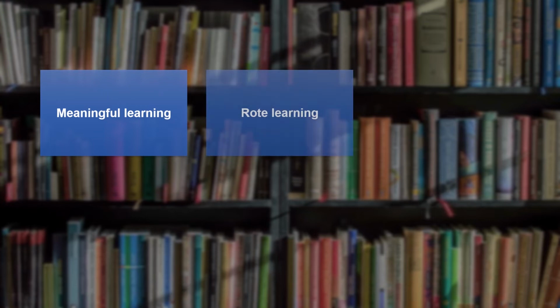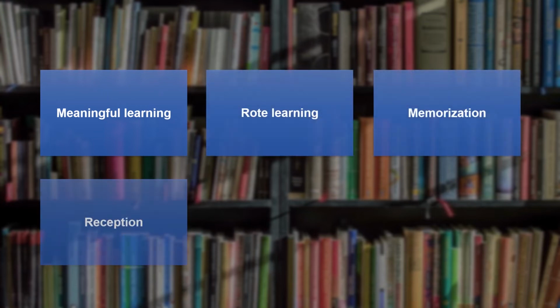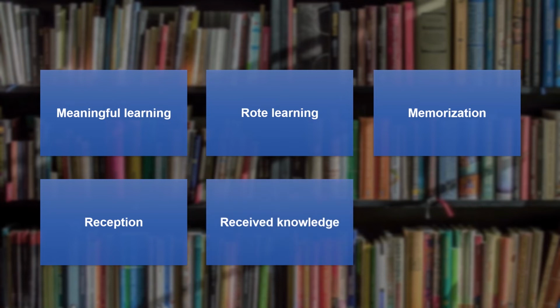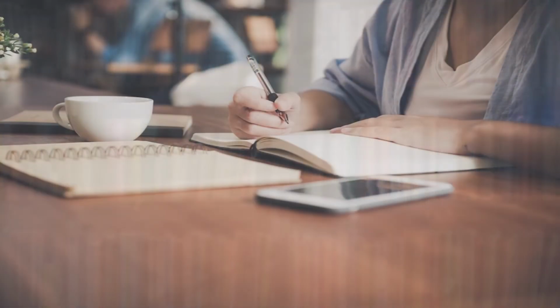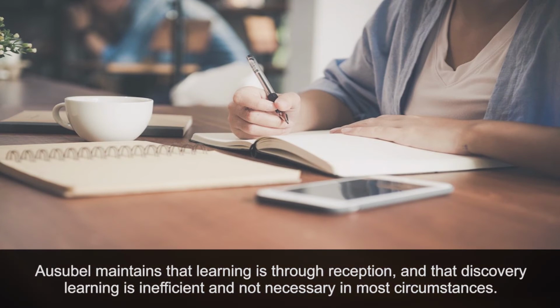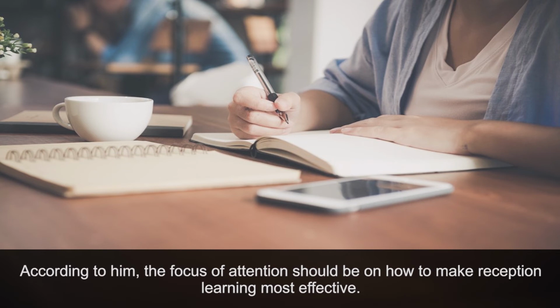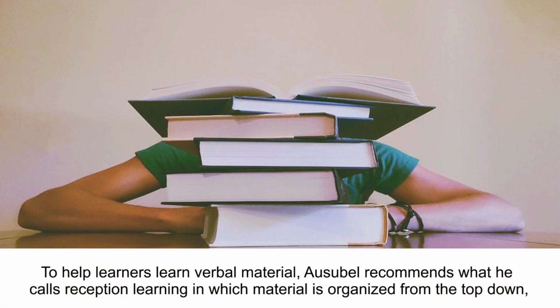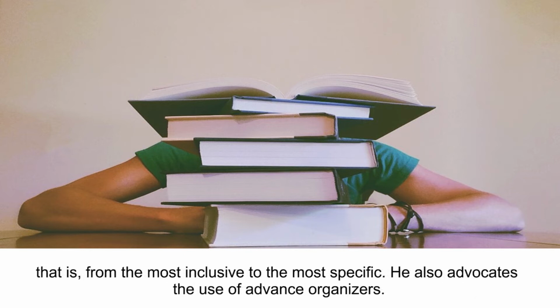Now, Ausubel stresses meaningful learning as opposed to rote learning or memorization, and reception or received knowledge rather than discovery learning. Ausubel maintains that learning is through reception, and discovery learning is inefficient and not necessary in most circumstances. According to Ausubel, the focus of attention should be on how to make reception learning most effective. Now, to help learners learn verbal material, Ausubel recommends what he calls reception learning, in which material is organized from top down, that is, from the most inclusive to the most specific.